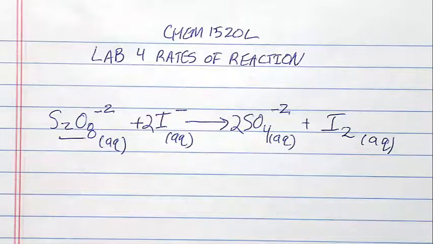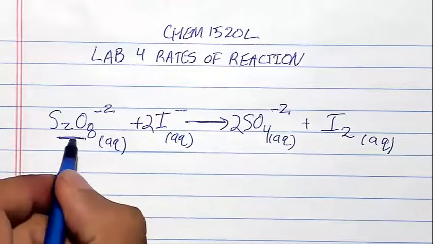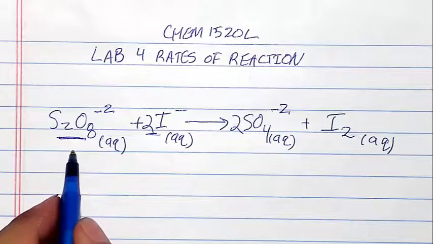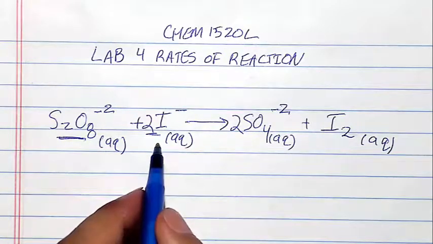The second determinant is how fast these reactants decay. They could decay with first order, second order, or zero order kinetics with respect to persulfate ion, and they can decay with zero order, first order, or second order kinetics with respect to the I- iodide ion.